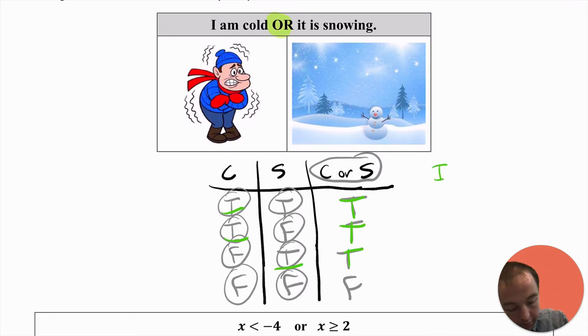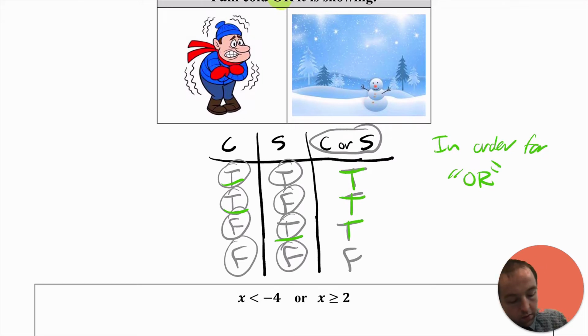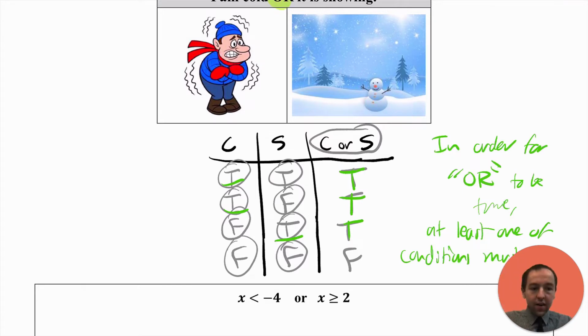So what that ultimately means is that in order for an "or" statement to be true, at least one of the conditions must be true. So if you just have 1 out of 79 different individual conditions true and they're all joined together with "or," then that makes the whole "or" statement true.